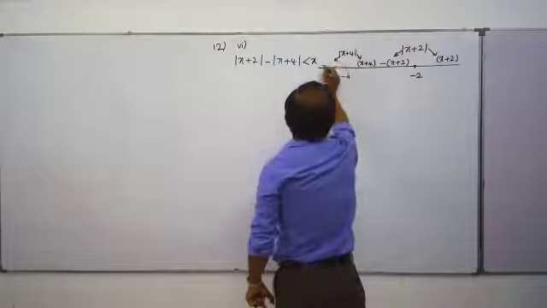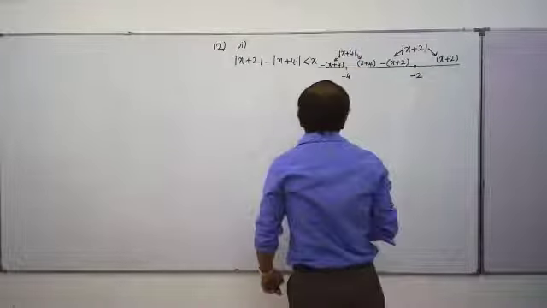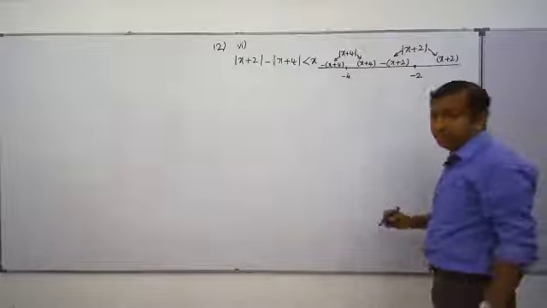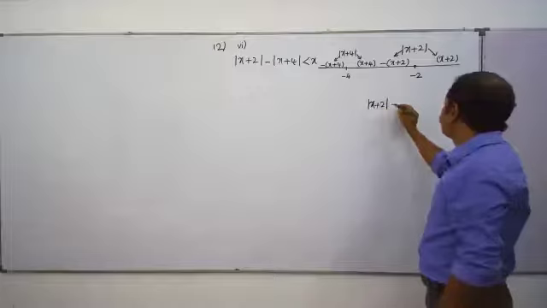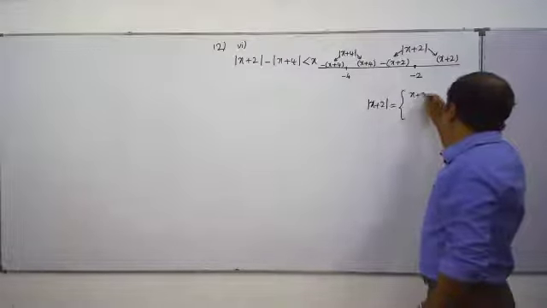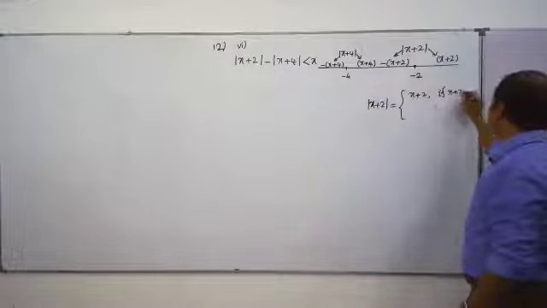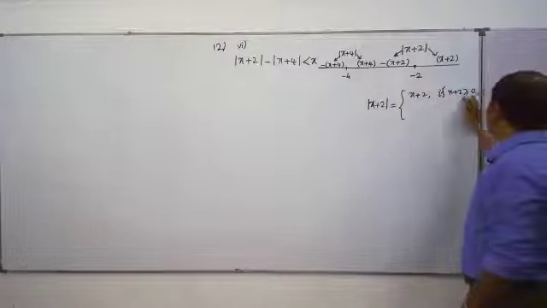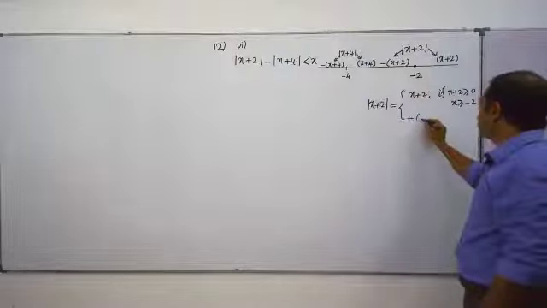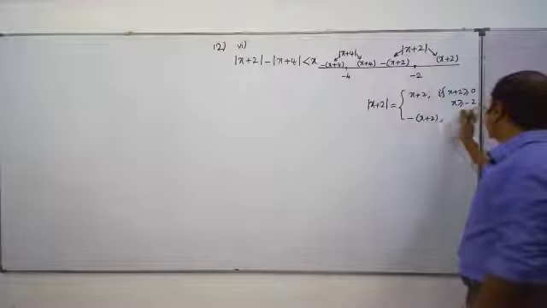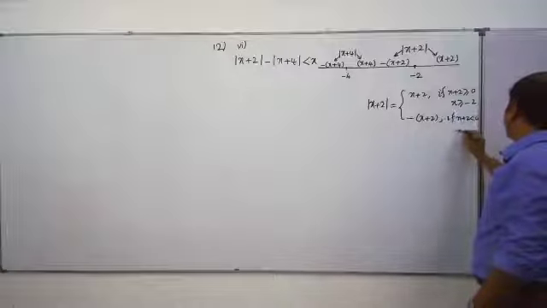On the left, it is minus x plus 4. Right? You can use the definition this way: |x + 2| is equal to x plus 2 if x plus 2 is greater than or equal to 0. Correct? Take the right-hand side, x greater than or equal to minus 2. This will be equal to x plus 2. Then in the other interval, if x plus 2 is less than 0, x less than minus 2, it will be equal to minus times x plus 2.